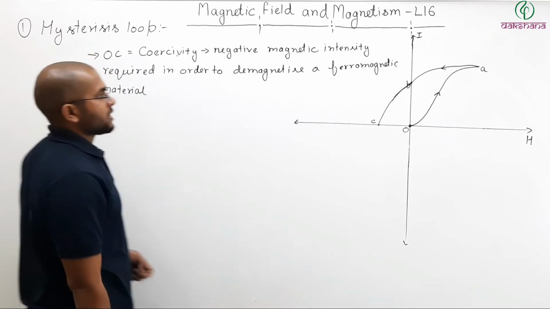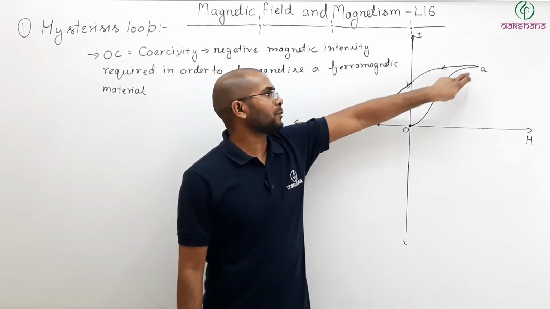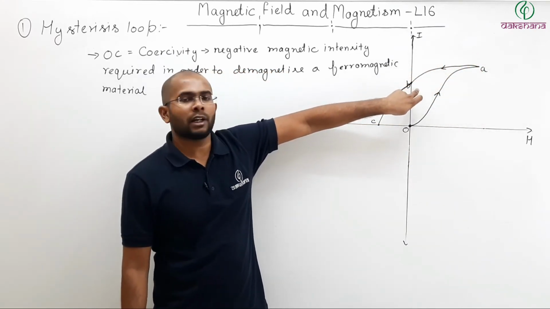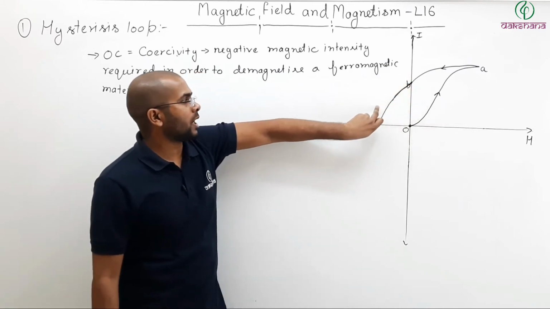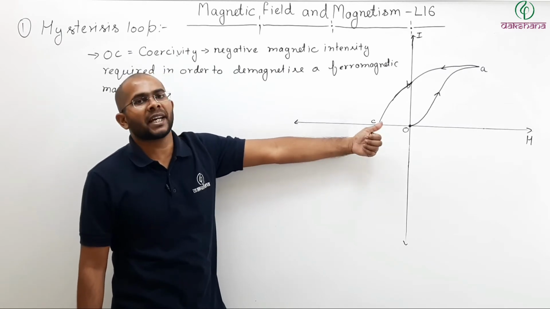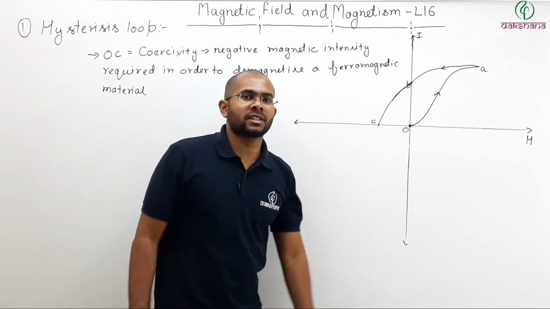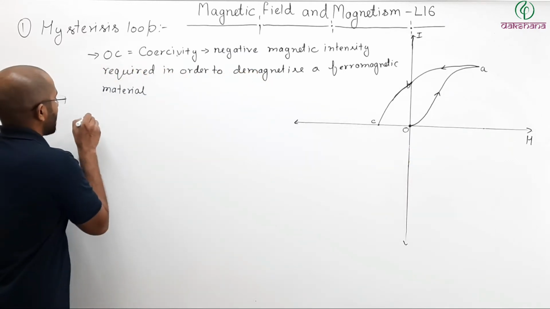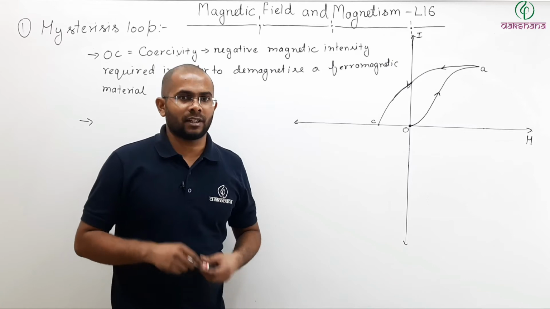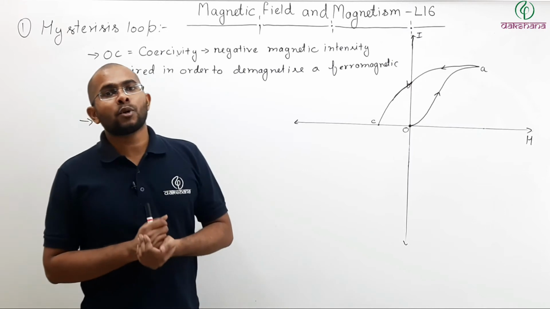That is your coercivity. So what was happening? Initially current was 0, field was 0, magnetization was 0. By increasing the current we magnetized, but when we started decreasing the current it did not demagnetize. So in order to demagnetize we had to apply the field in the opposite direction. How much opposite field or magnetic intensity is required to demagnetize the material? That is called your coercivity. Now what happens if I further increase magnetic intensity in the opposite direction?